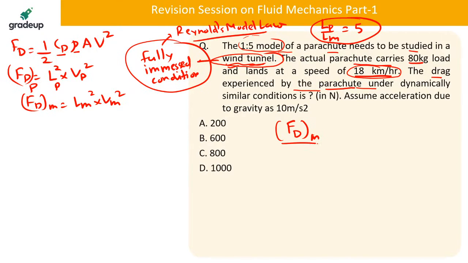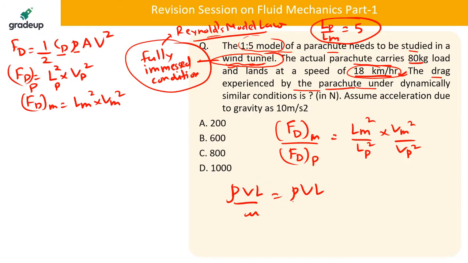So drag force of the model divided by drag force of the prototype will be equal to Lm square by Lp square into Vm square by Vp square. Okay. So in this question they have given the velocity here also. Because it is the Reynolds model law, we can use rho Vl by mu equal to rho Vl by mu. This will get cancelled out, so we simply get Vm by Vp equal to Lp by Lm.